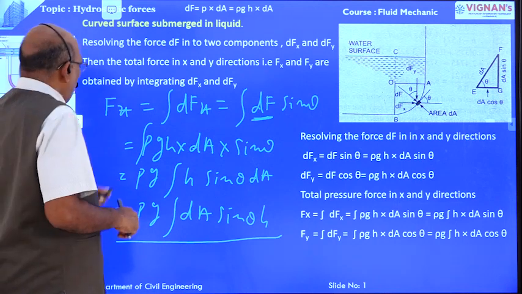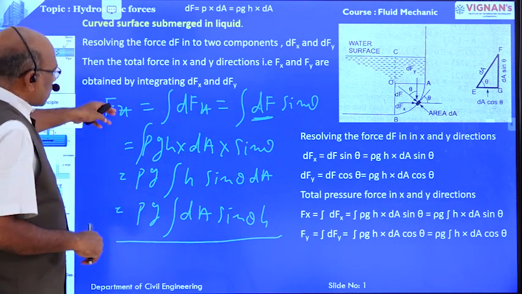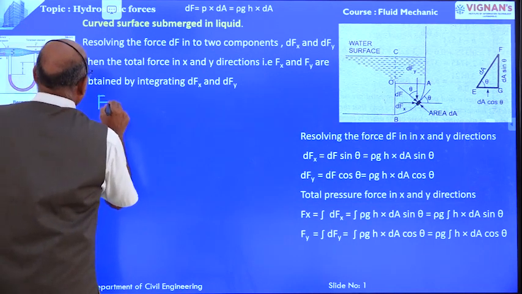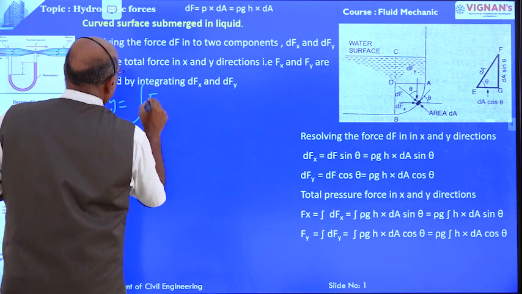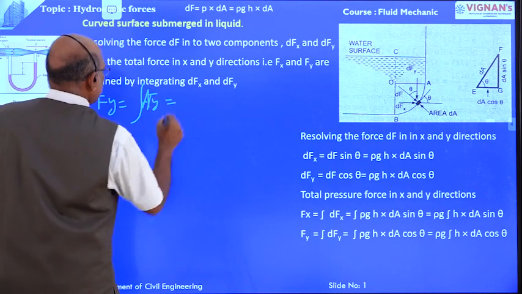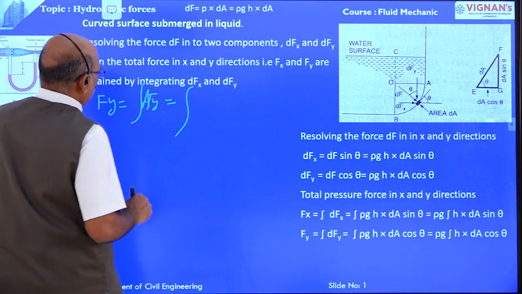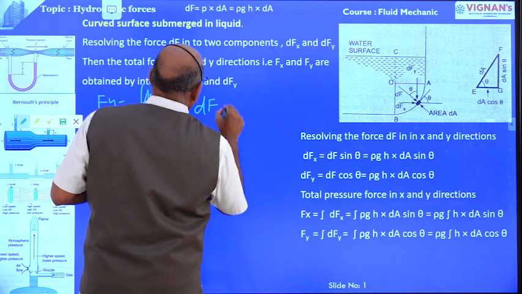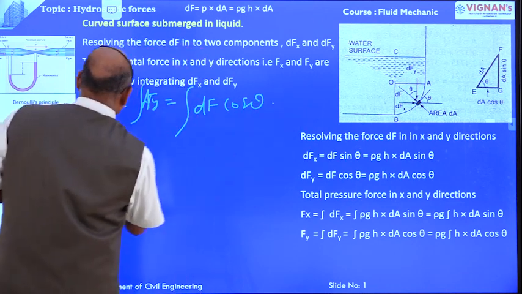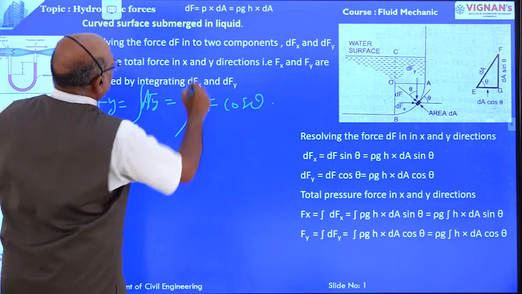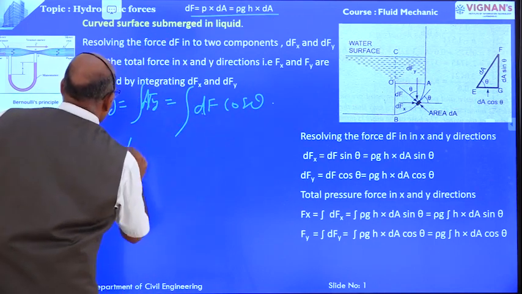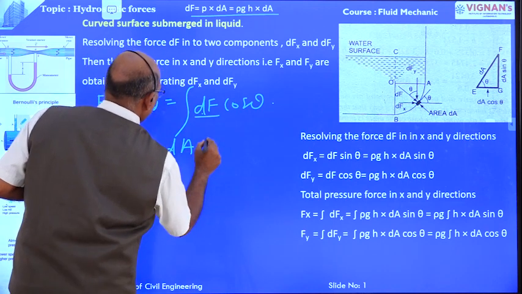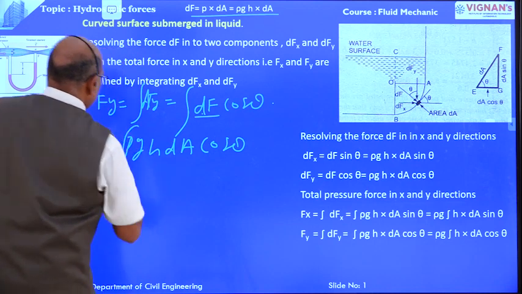Right? Now, similarly, the total pressure force in the y direction Fy is equal to integral dFy. dFy is nothing but dF into cos theta. Right? This is equal to dF, already we have determined, that is equal to rho g h into dA, dF into cos theta. This is integral.